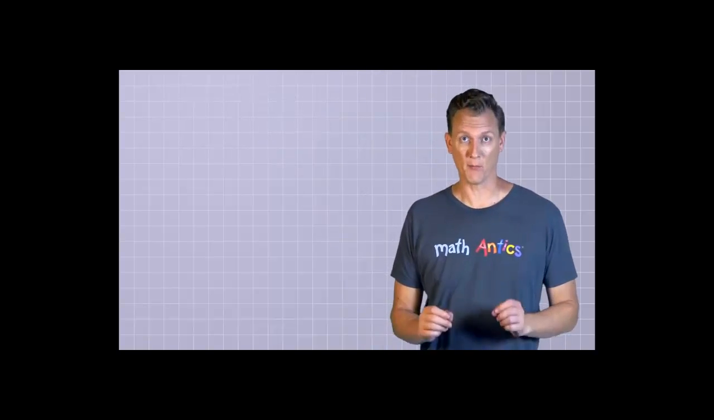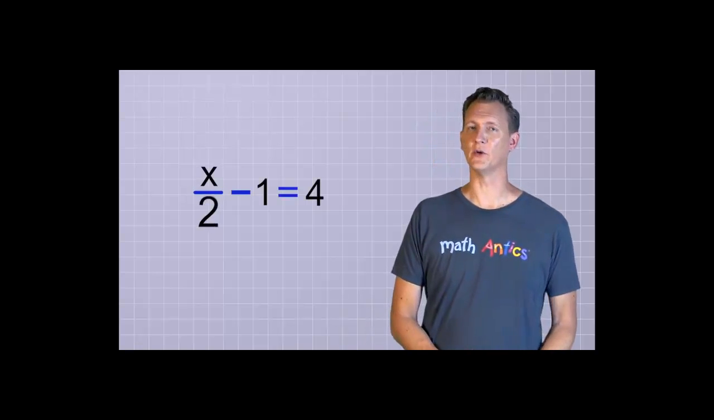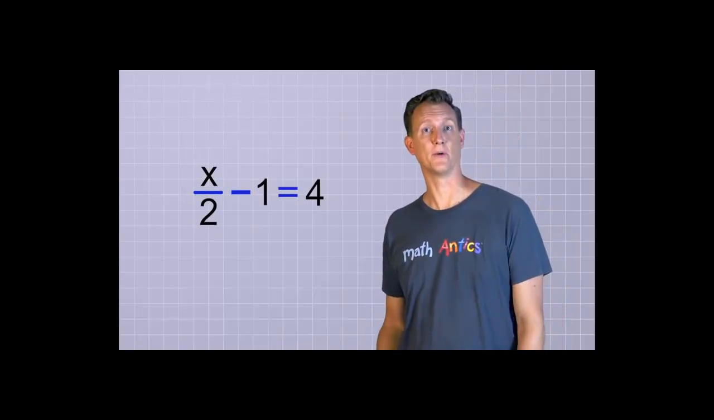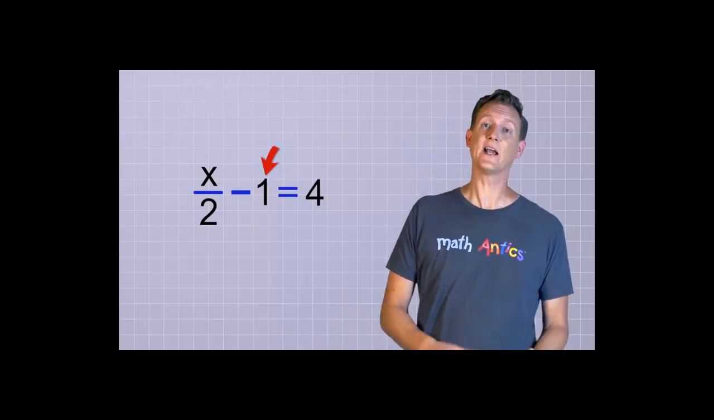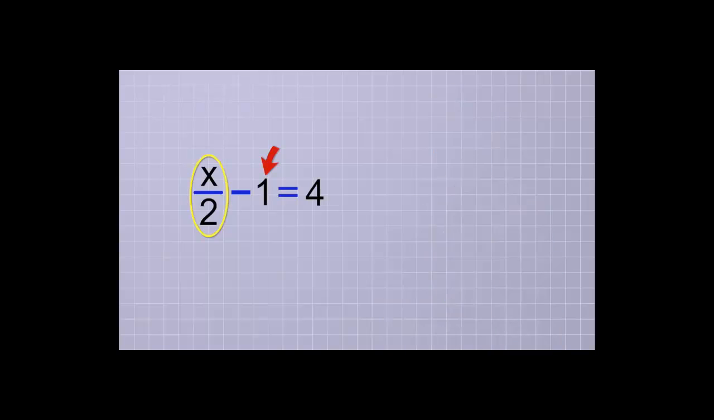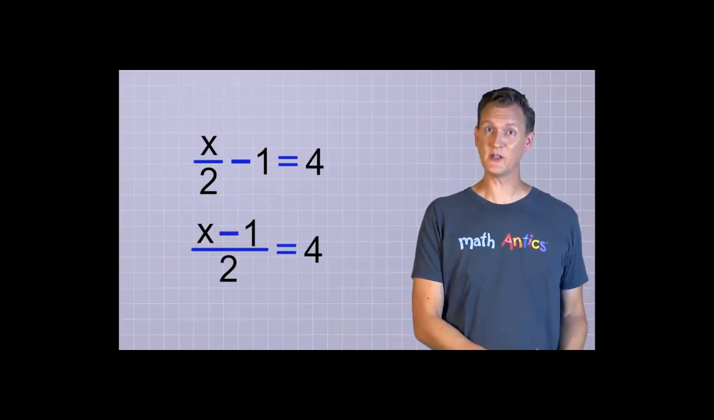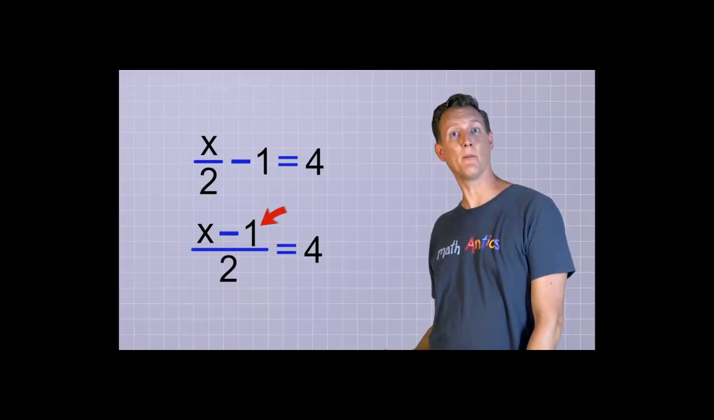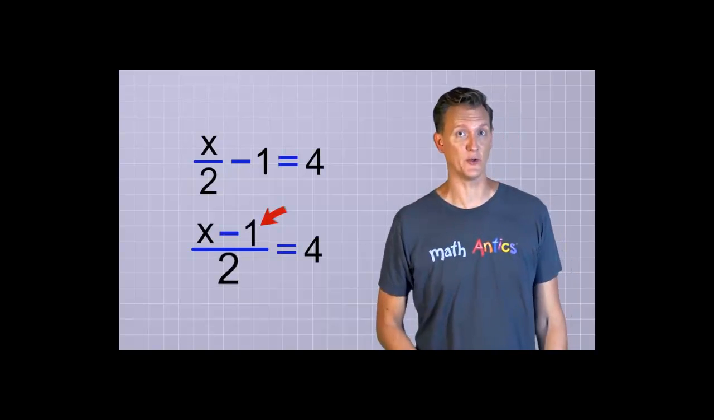Let's try one more important example. Do you remember the second equation we solved? x over 2 minus 1 equals 4. In this equation, the 1 is being subtracted from the entire x over 2 term. But take a look at this slightly different equation. This looks a lot like the original equation, but now that the 1 is up on top of the fraction line, it's only being subtracted from the x and not the 2.